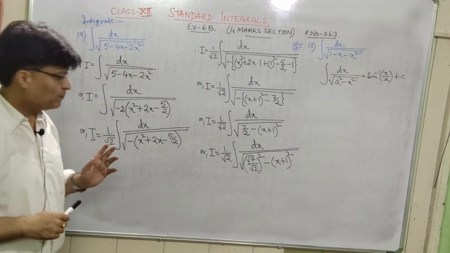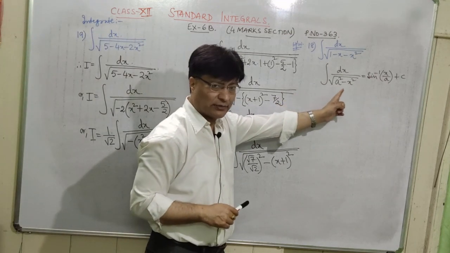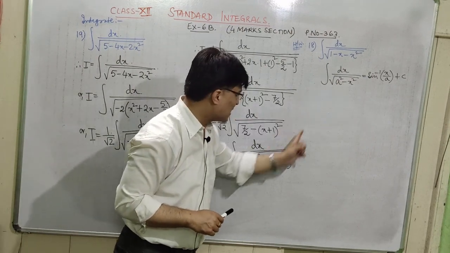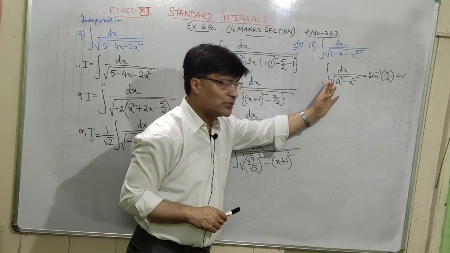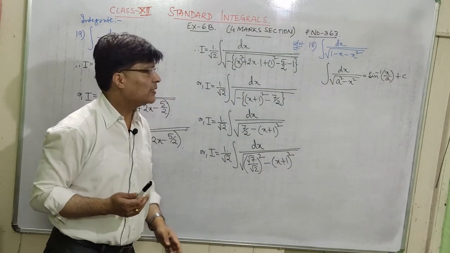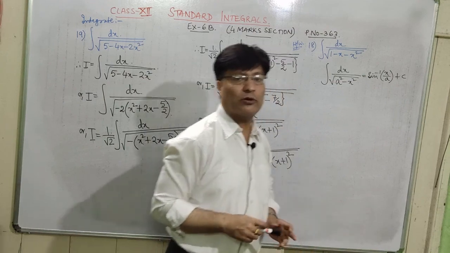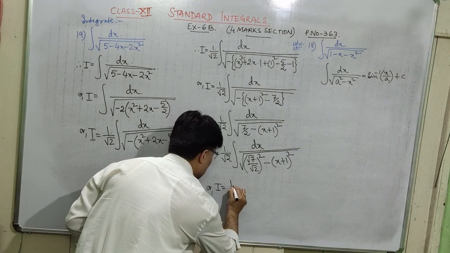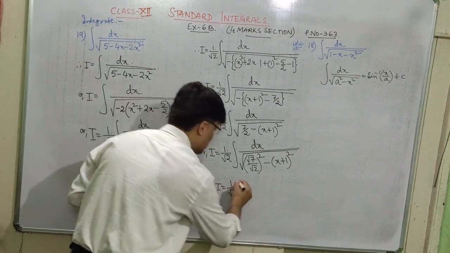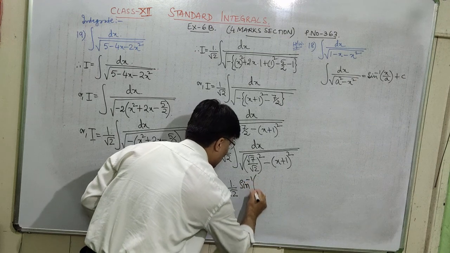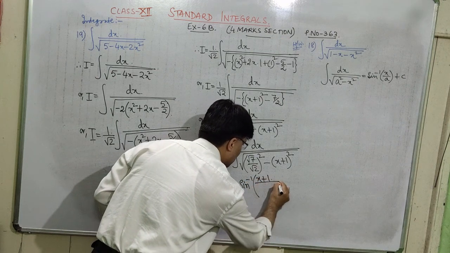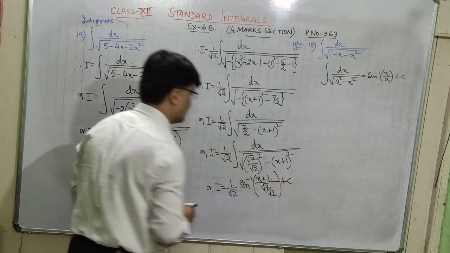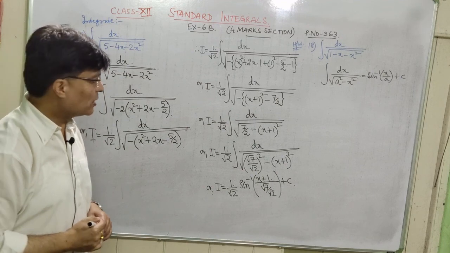So now in this case, let us compare it with this standard integral. What is the value for a in this case? It is root 7 by root 2. What is x in this case? It is x plus 1. So we can use this standard integral number 6, that is sine inverse x upon a plus c. So I is equal to 1 by root 2, you have to write the constant, sine inverse x by a. What is x by a? x plus 1 is x. What is a? Root 7 by root 2. Bracket close, then it is plus c. So I think you have understood it.